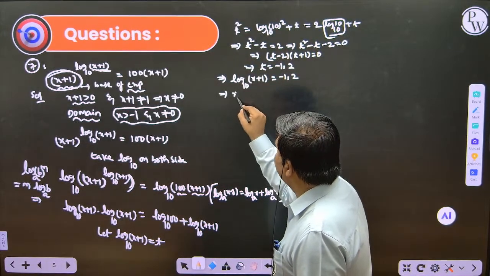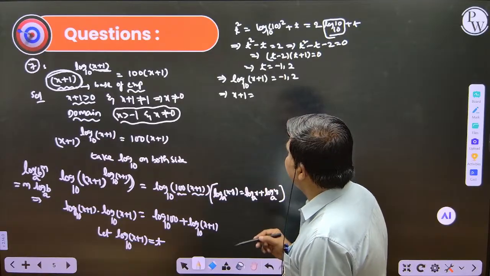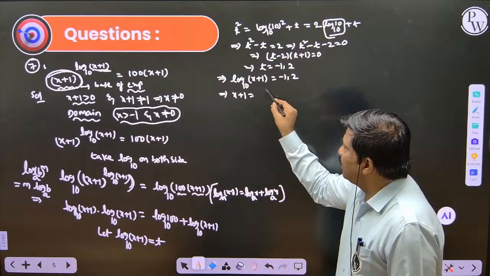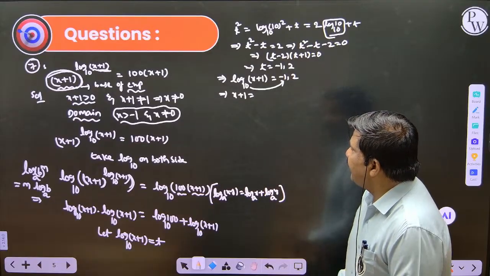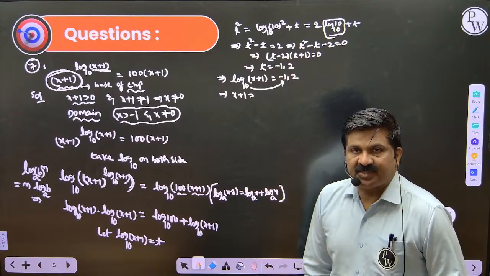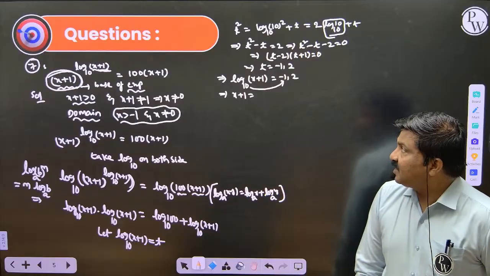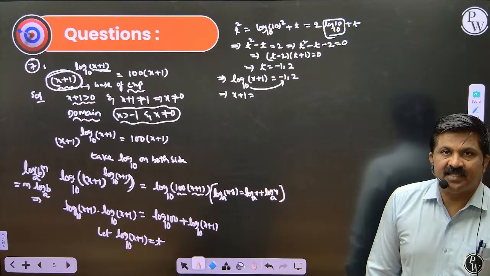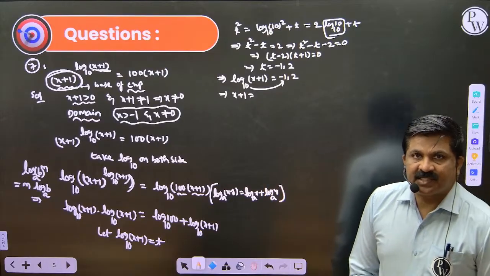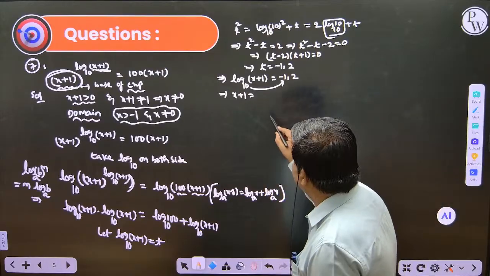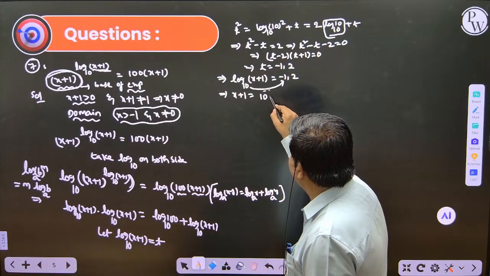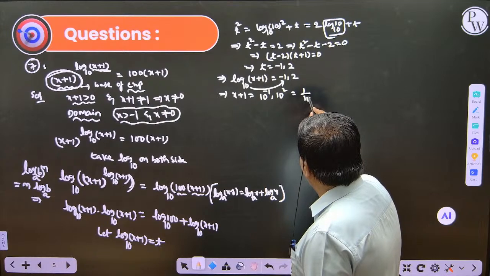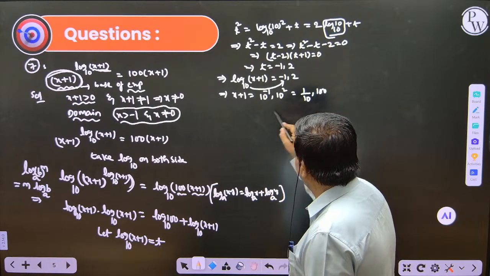That implies x plus 1 is equal to, see, the base of the logarithm shifted to the other side becomes the base of an exponential. So that's why it is 10 power minus 1 comma 10 square, which is equal to 1 by 10 comma 100.